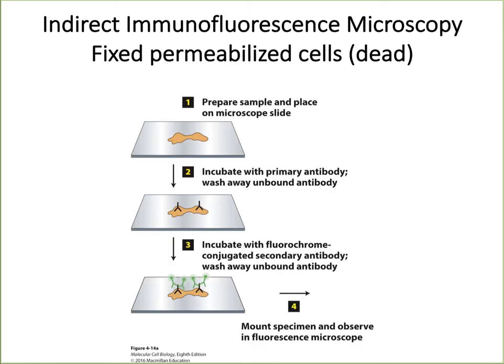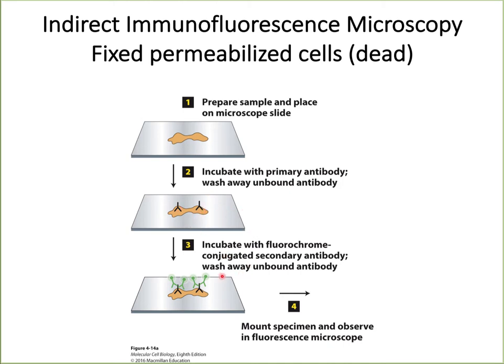The signals can be amplified by labeling with the secondary antibody, and it shows right here. In step one, you chemically permeabilize the sample and incubate with a primary antibody specific to the antigen of interest. And here you can see the primary antibody being bound.